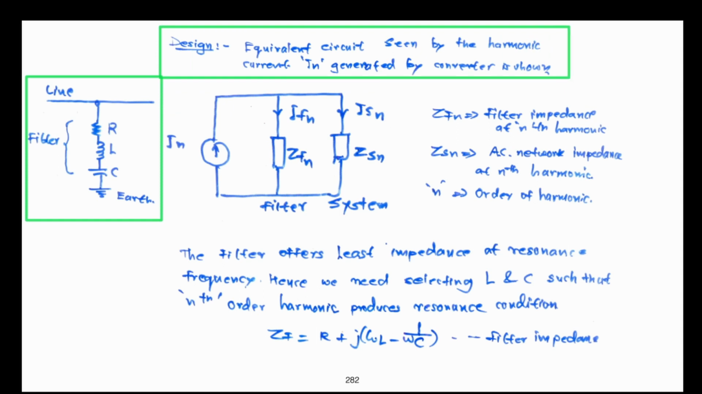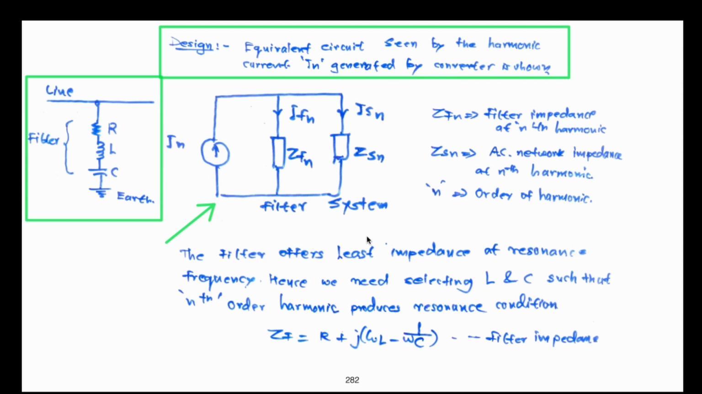arrive at a criteria depending upon various design parameters. Fine. So for designing, we have to consider the equivalent circuit of a single tuned filter. So this is the equivalent circuit. You can see it consists of one current source IN, then filter impedance ZFN connected in parallel with the AC network impedance ZSN, the system network impedance. So this is a Norton's equivalent circuit.